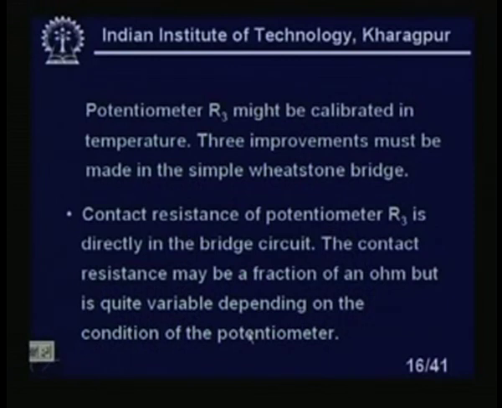You see the contact resistance of the potentiometer R3, if you remember the basic bridge, the contact resistance of the potentiometer R3 is directly in the bridge circuit, okay. And this contact resistance may vary from a fraction of an ohm, but it is quite variable. Since it is in the bridge circuit, depending on the contact, your bridge balance equation will change. That is a very undesirable property, right. This is the number one problem.